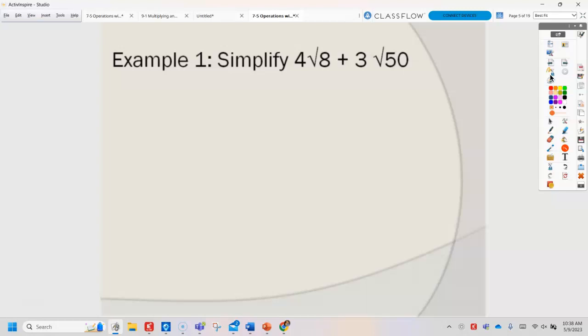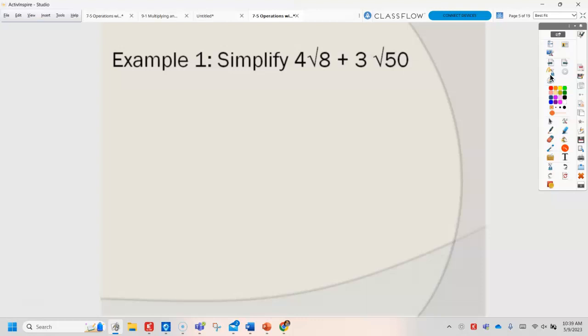So our problems are going to look more like this. And it's just going to say simplify. And you're going to have 4 square roots of 8 being added to 3 square roots of 50. If you look at these right now, are they like terms? No, because you have an 8 and a 50. However, 8 and 50 both can be simplified. The square root of 8 and the square root of 50 both divide by perfect squares.